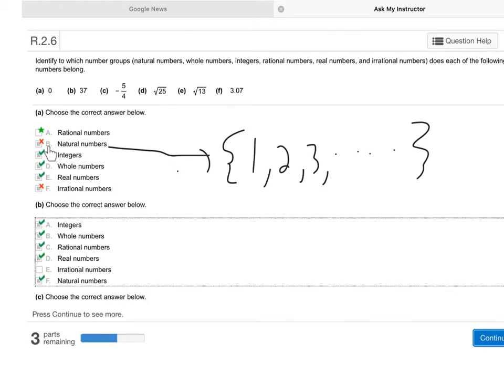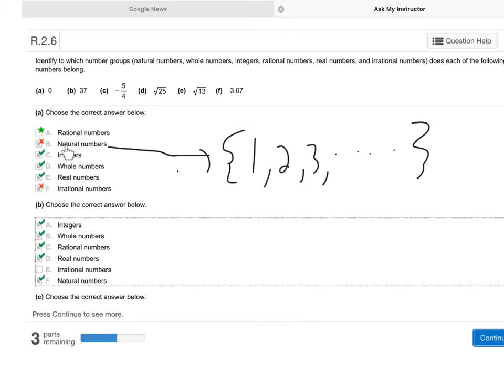Zero is not a natural number because they start with 1, and we're talking about 0. It's not in this set. So if you had the definition beside you while you're trying this, it might help some. It is a rational, it would be an integer. It is a whole number. The whole numbers start with 0. It is a real number.